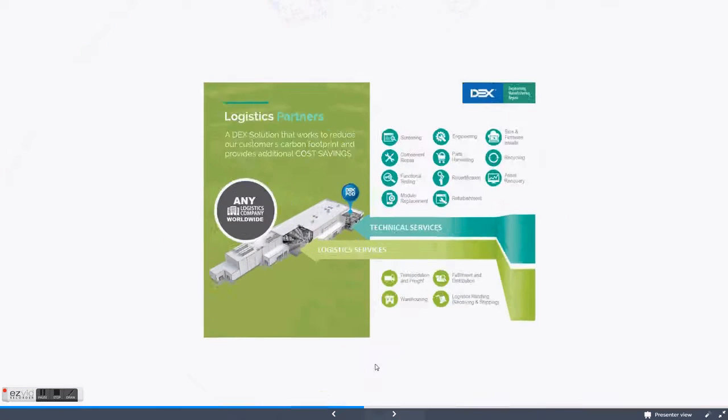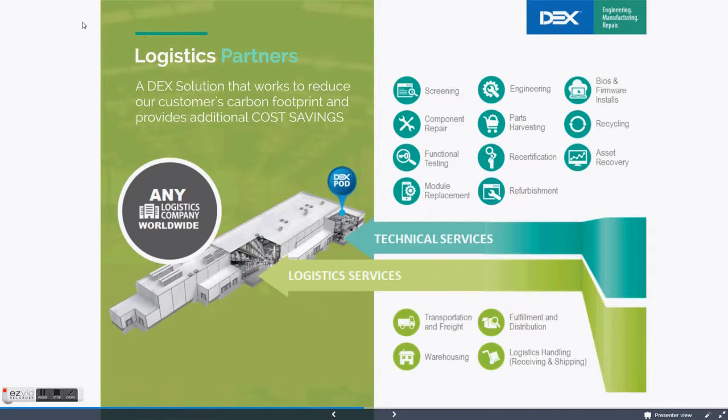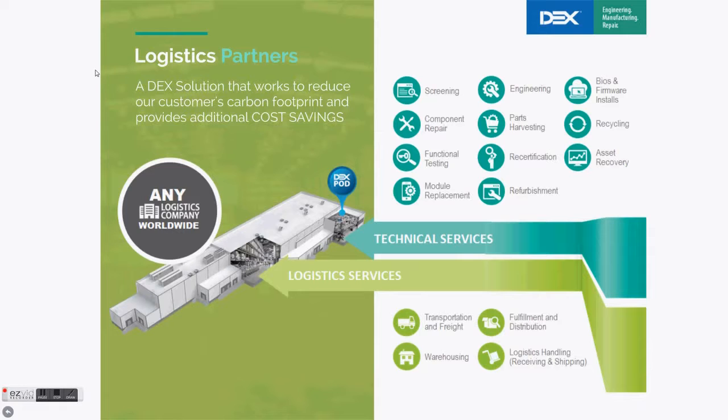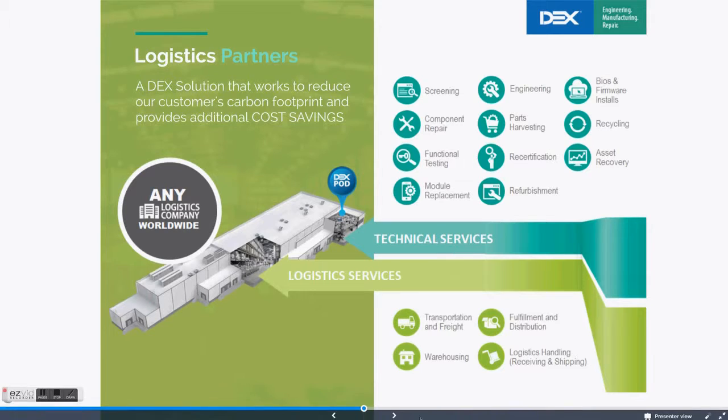If you go to the next, I've already set this up so that you can take a peek at how it looks. There's actually a big gap in between the image sides. So when it zooms to the center of the screen, you've got a margin on the left and the right-hand side. You can't animate any of these other elements like technical services and the bubble that says any logistics company worldwide or the Dex pod.